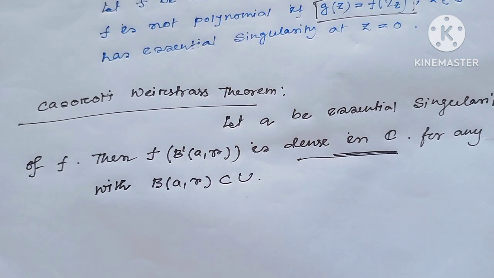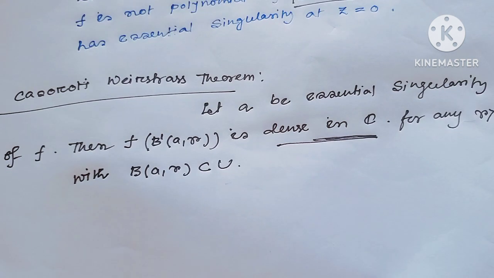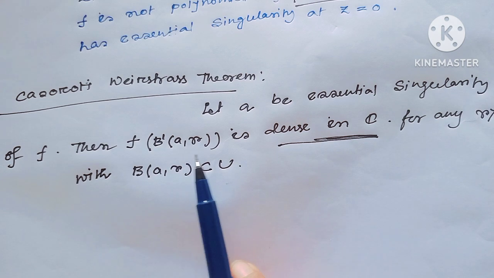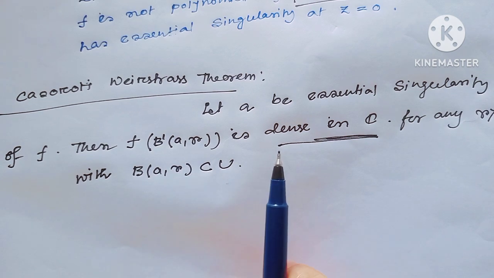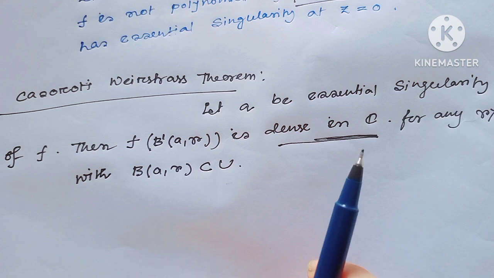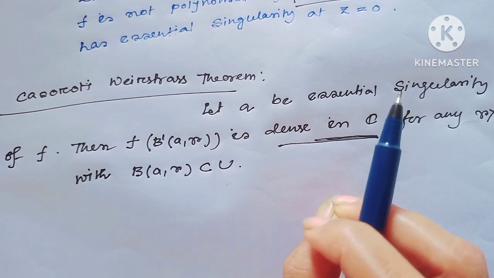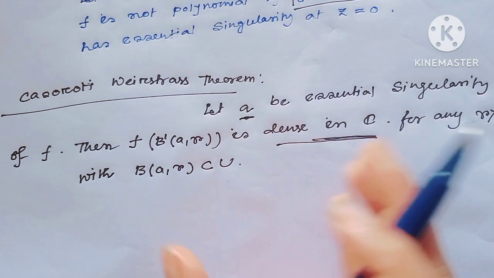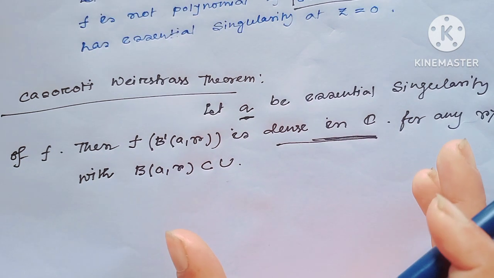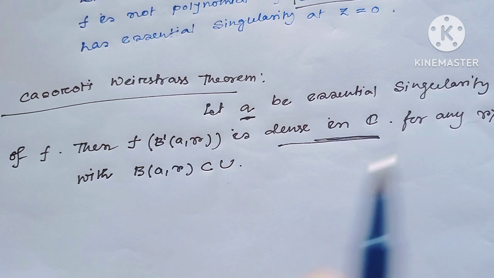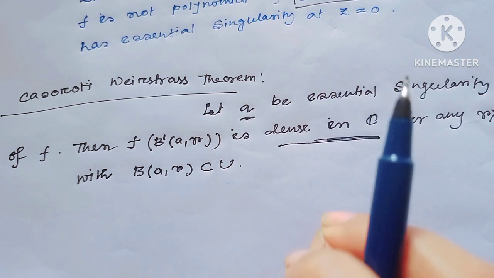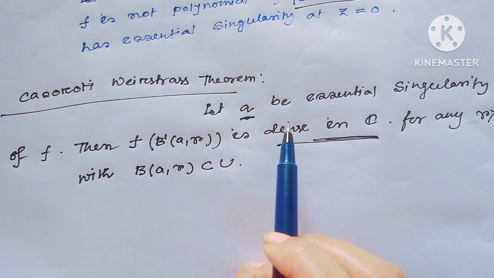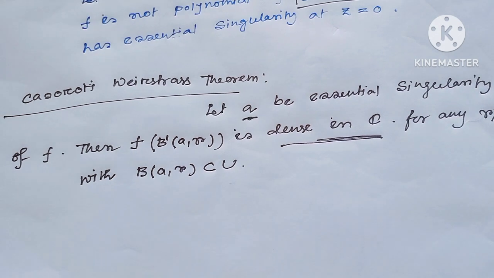That means its closure would be the whole complex plane. That means the image closure would be the whole complex plane. Take any small deleted neighborhood around this essential singularity, and its image is always the whole complex plane. No matter how small a neighborhood you take, its image is always the whole complex plane.